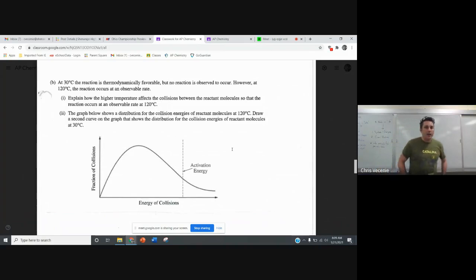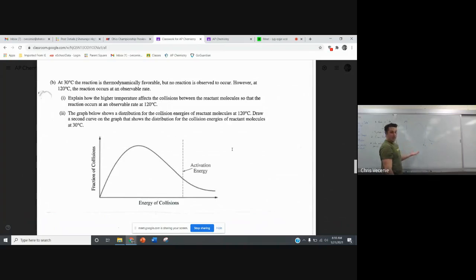For part II, it says the graph below shows a distribution for the collision energies of the reactant molecules at 120. Draw a second curve that shows the distribution at 30. All right, so this is one of those Maxwell-Boltzmann type problems. There's a couple things about those that could happen. The curve they're showing you looks like this, and it's got your activation energy on it. That's the one in the question.